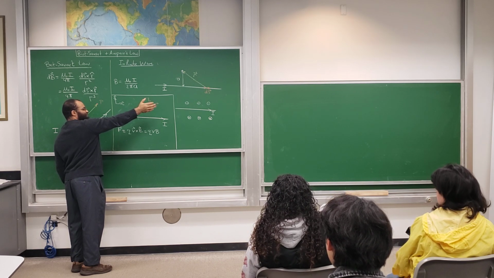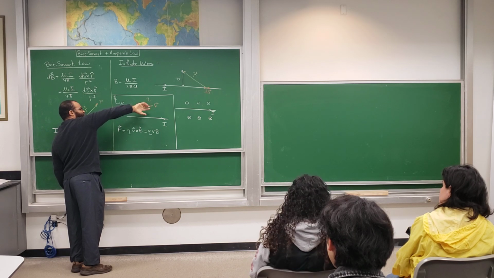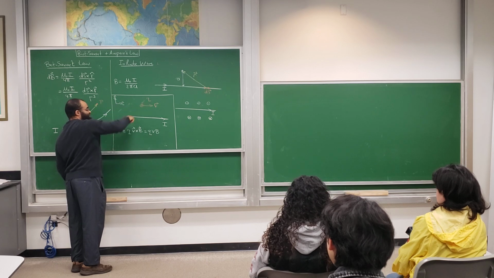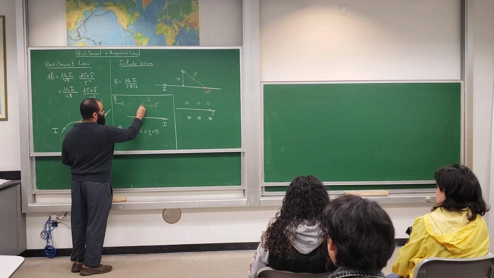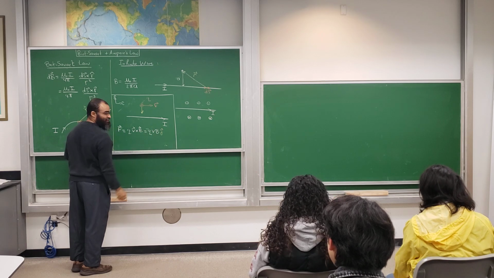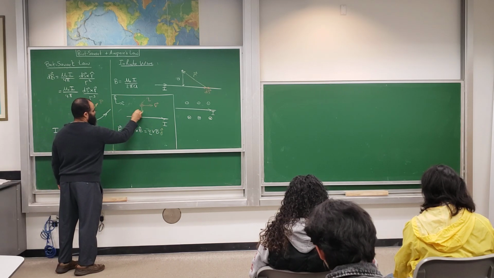If I do this, B is not this way. So I need to do this, curl my fingers toward B because B is coming out. In what direction is my thumb? Down. That's the direction of the force. So the force would be this way. Yes, and I heard negative J hat. Minus J hat direction. That's the direction of the force.